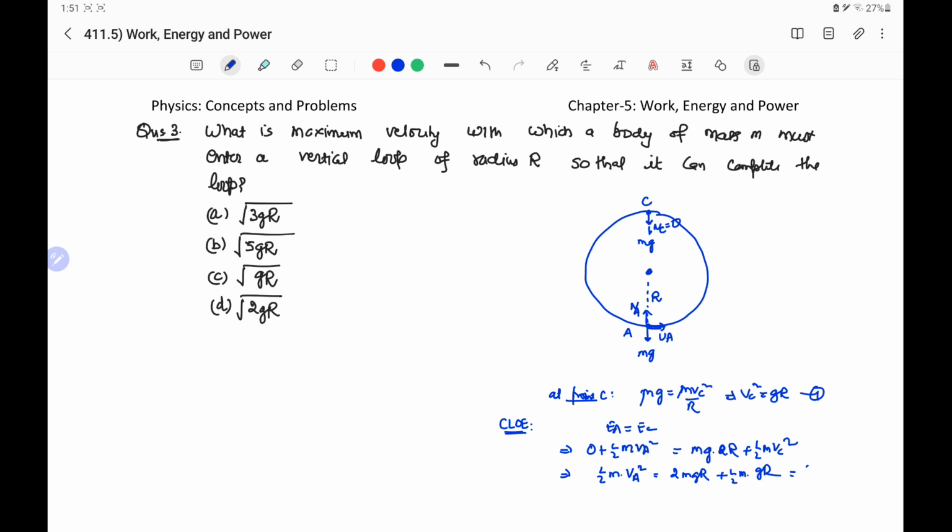Therefore, it will be 5 by 2 mgr, and on comparing we find that Va square will be equal to 5gr, or we can write Va equal to root 5gr. Therefore, the maximum velocity at the lowest point will be root 5gr when the body enters the vertical loop of radius r so that it completes the loop. Option B is the correct option.